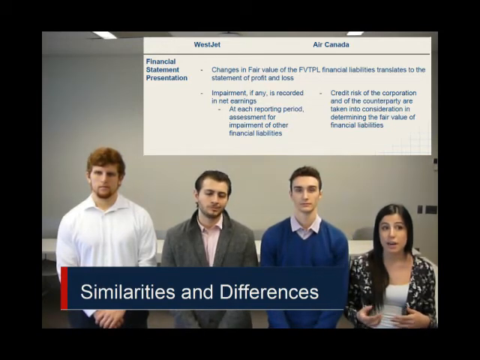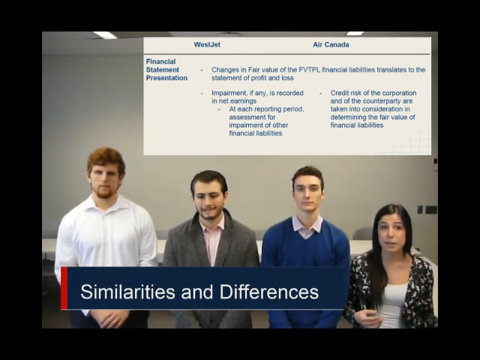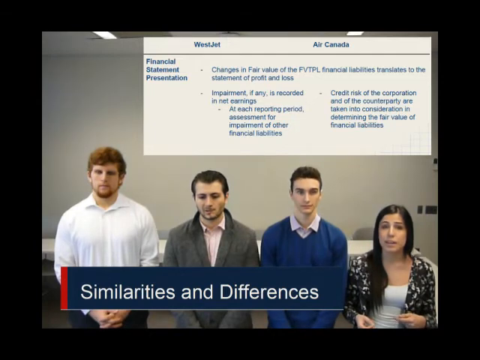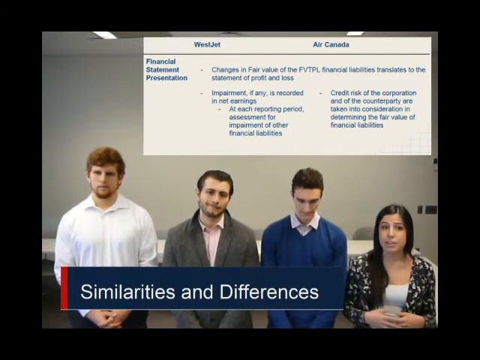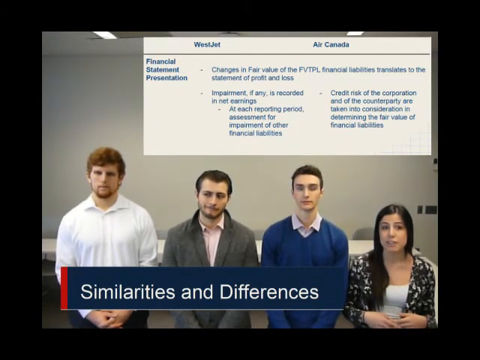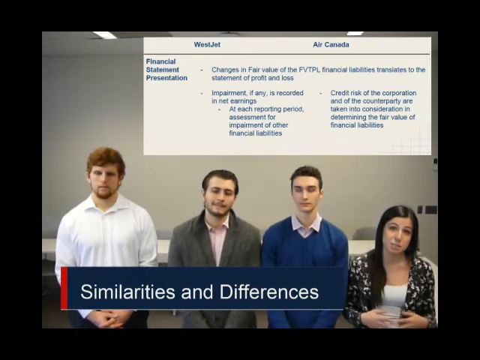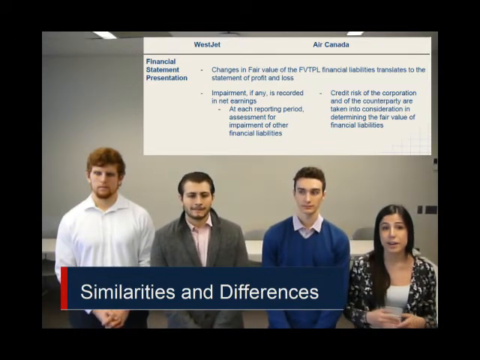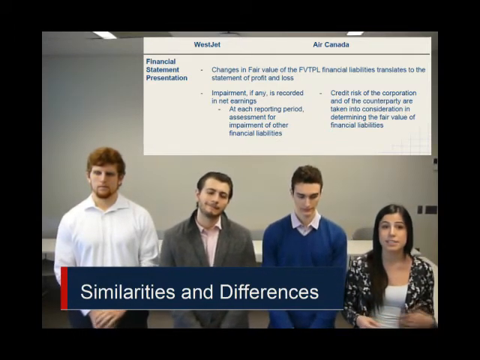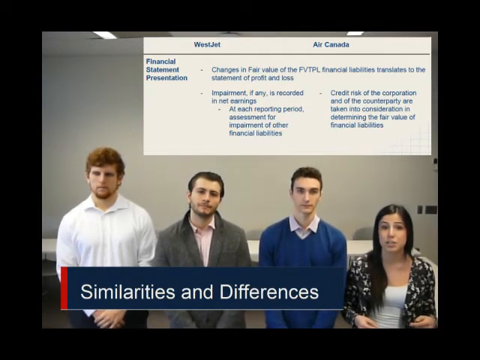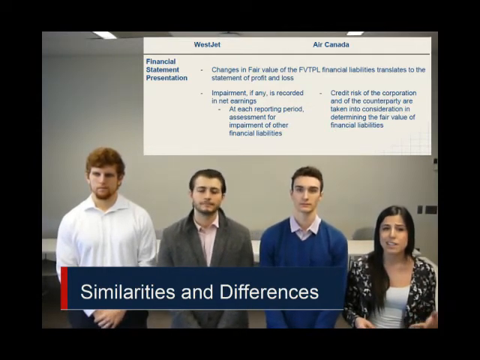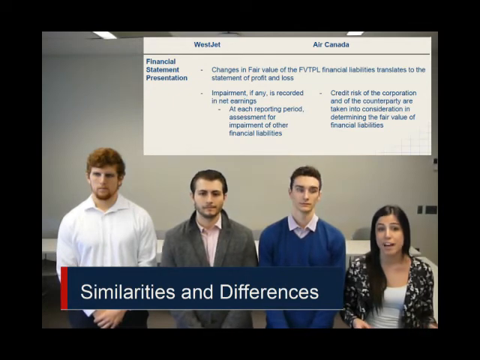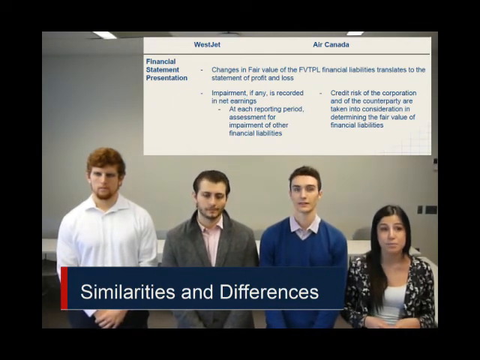And for differences, it was noted that any impairment for WestJet is recorded in net earnings. And at every ending reporting period, assessment of the impairment of other financial liabilities is performed. Another thing to recognize within Air Canada as a difference is that the credit risk of the corporation and the counterparty are taken into consideration in determining the fair value of the financial liabilities.